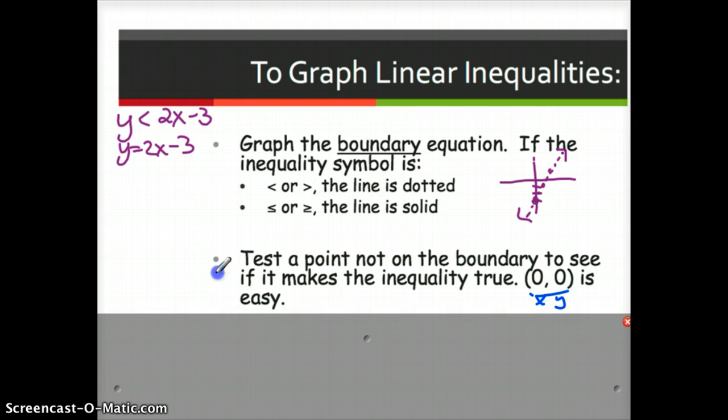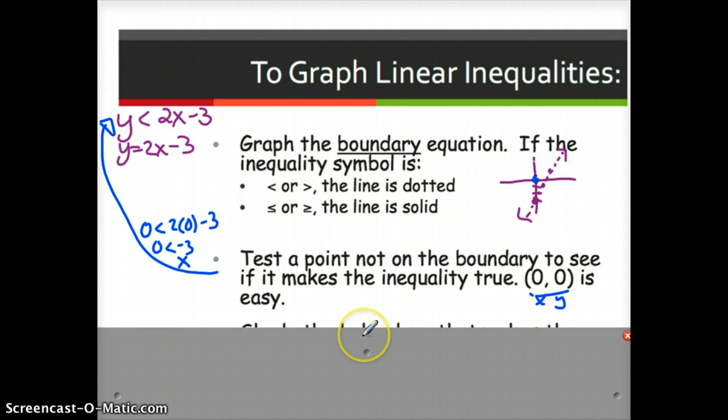So if I go back to this original inequality that I used here, y is less than 2x minus 3, I would plug in 0 is less than 2 times 0 minus 3. 0 is less than -3. That's not true. What that means is this point 0, 0 is not a solution, okay?